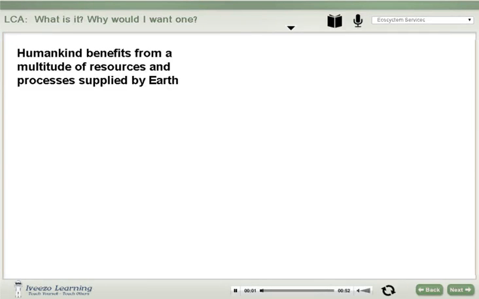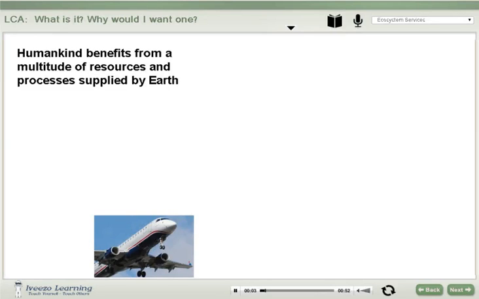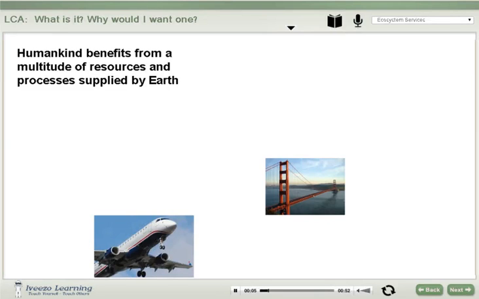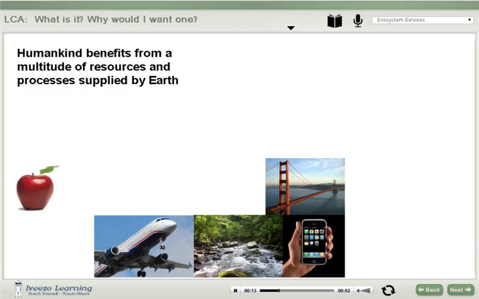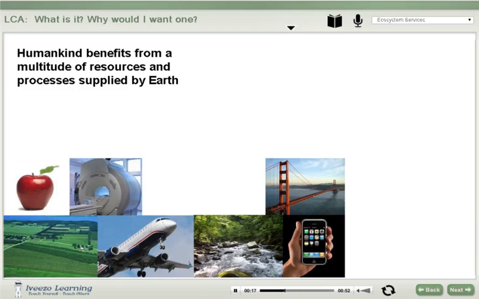Humankind benefits from a multitude of resources and processes supplied by Earth. Collectively, these benefits are known as ecosystem services and include products like clean drinking water, minerals, metals, as well as processes we depend on, such as the decomposition of waste, nutrient cycles, and crop pollination.